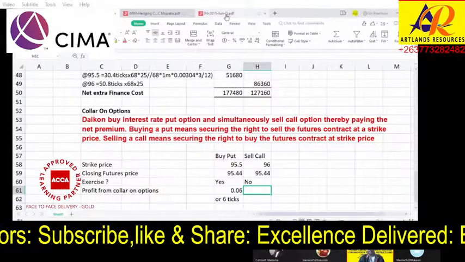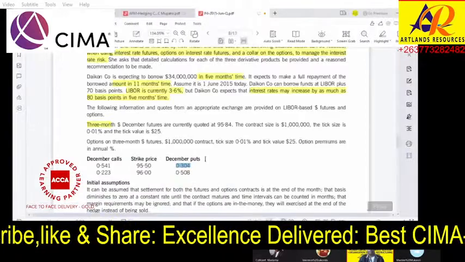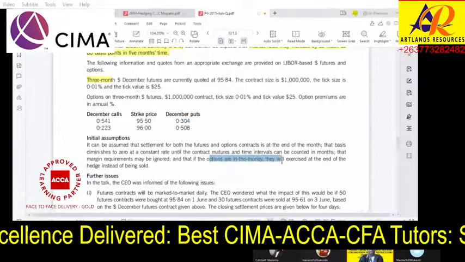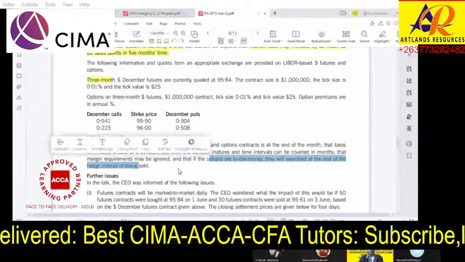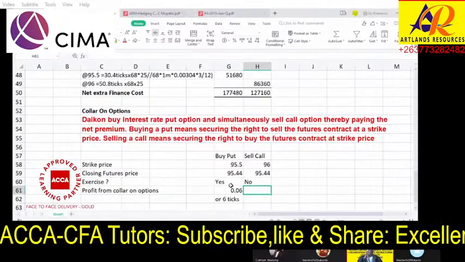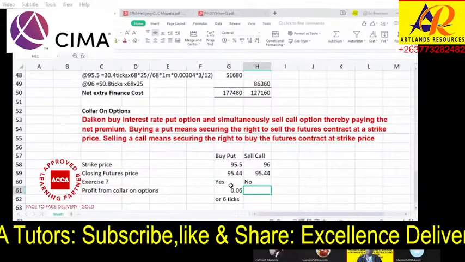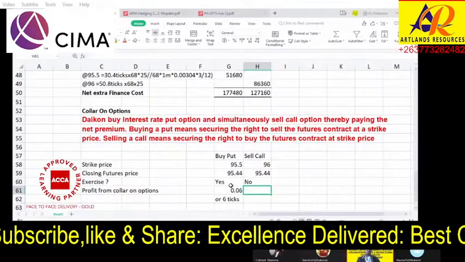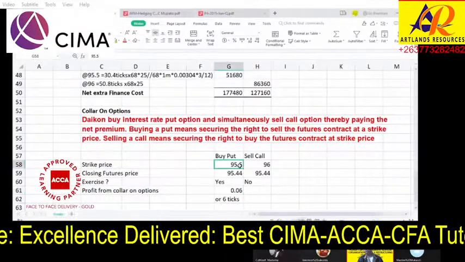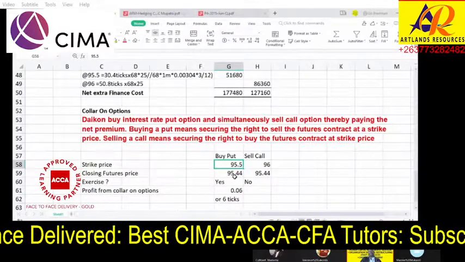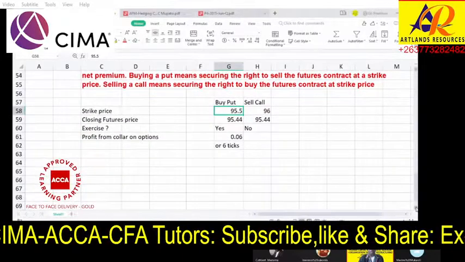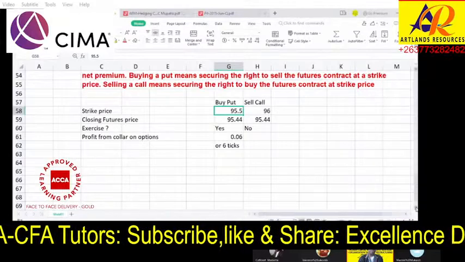Because we are told in the initial assumptions that if the options are in the money, they will be exercised at the end of the hedge period instead of being sold. What it means is, if it's profitable to exercise the option, exercise it. An option is said to be in the money if it is favorable to the holder to exercise it, like in this case: can I sell at 95.5 or can I sell at 95.44? I would rather sell at 95.5, so it's favorable. So we say it is in the money.